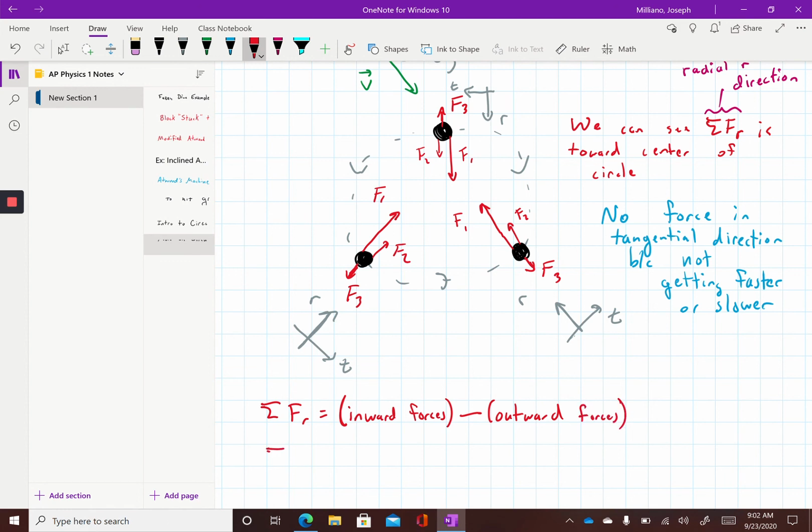And so what that's going to look like in this sort of abstract example is the sum of the forces is F1 plus F2. Both of those are in the inward direction toward the center of the circle, minus F3, which points outward away from the center of the circle. And that would be the sum of the forces in the radial direction for this system. We'll continue this example in the next video where we'll look at the acceleration part of this.